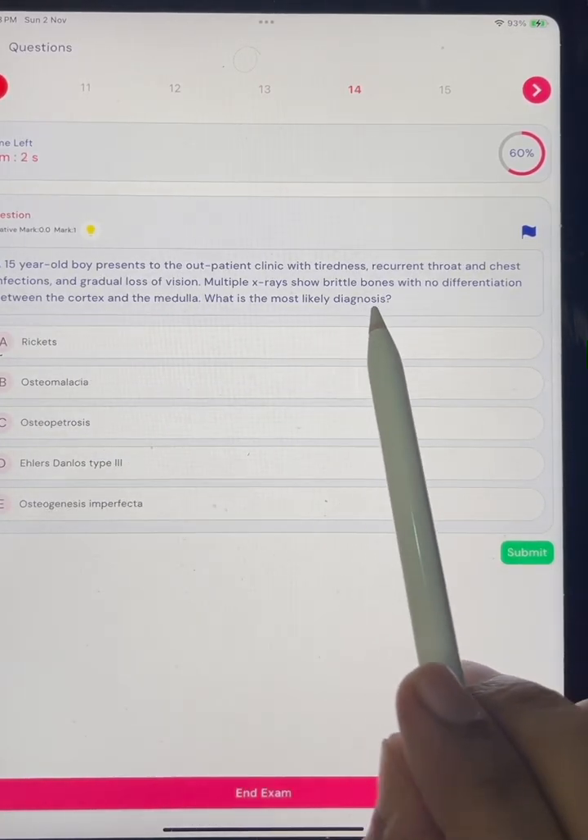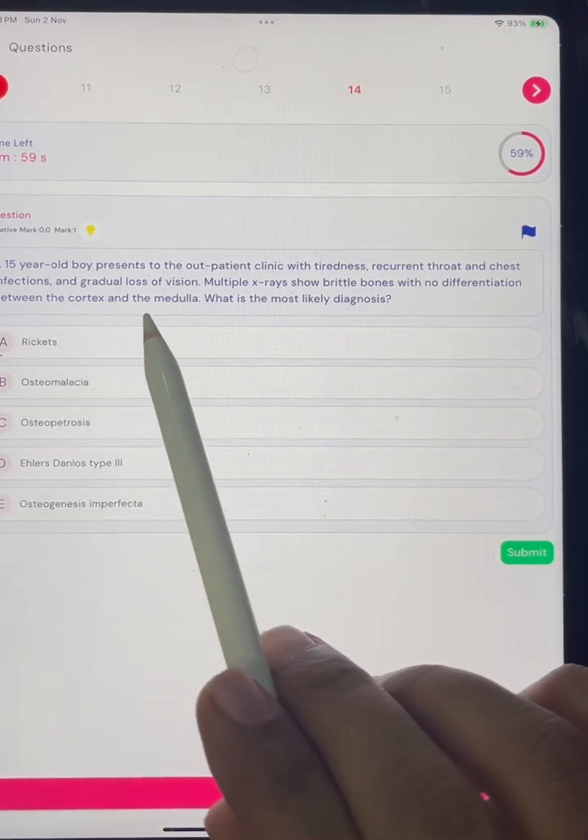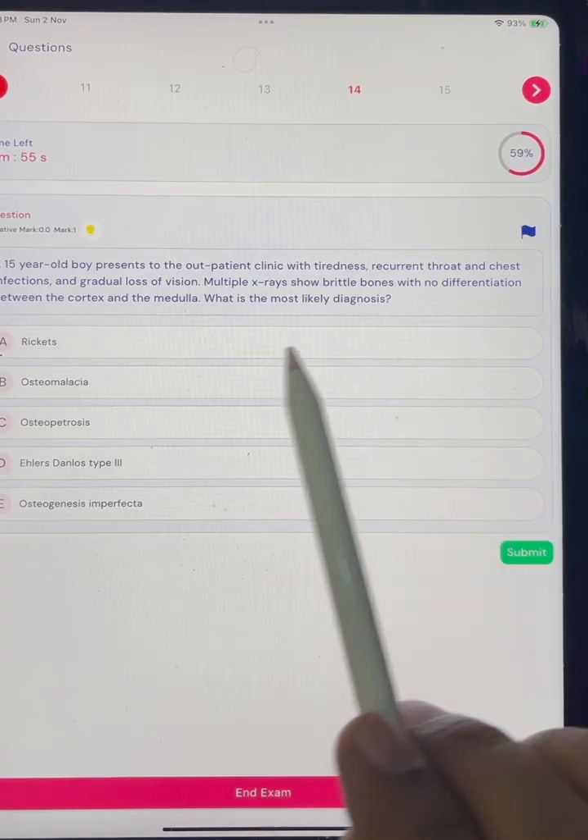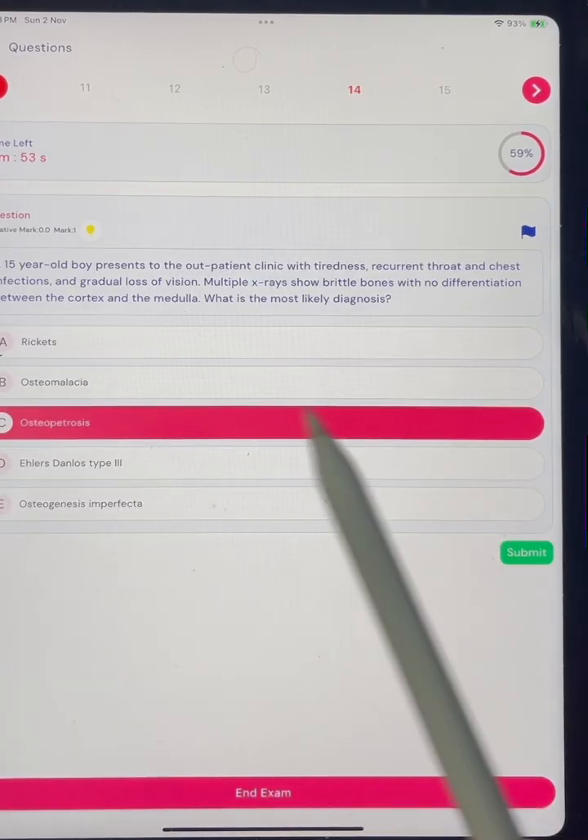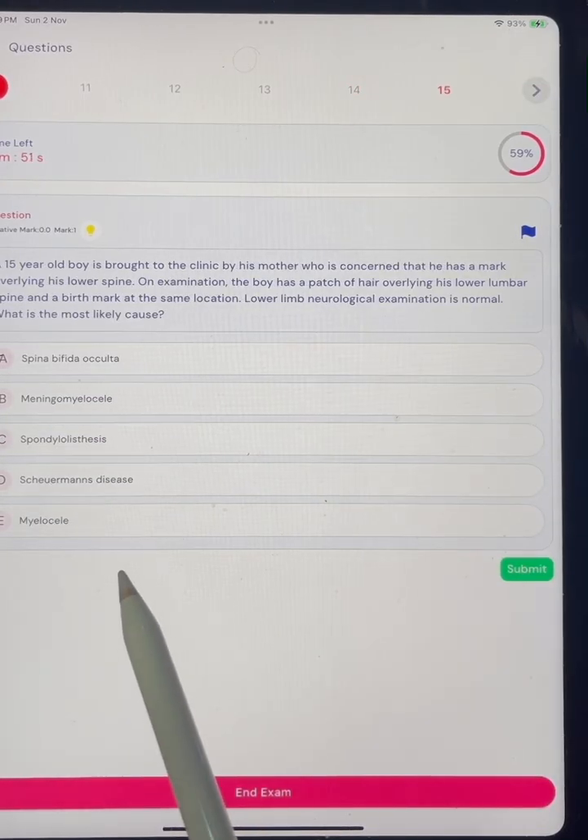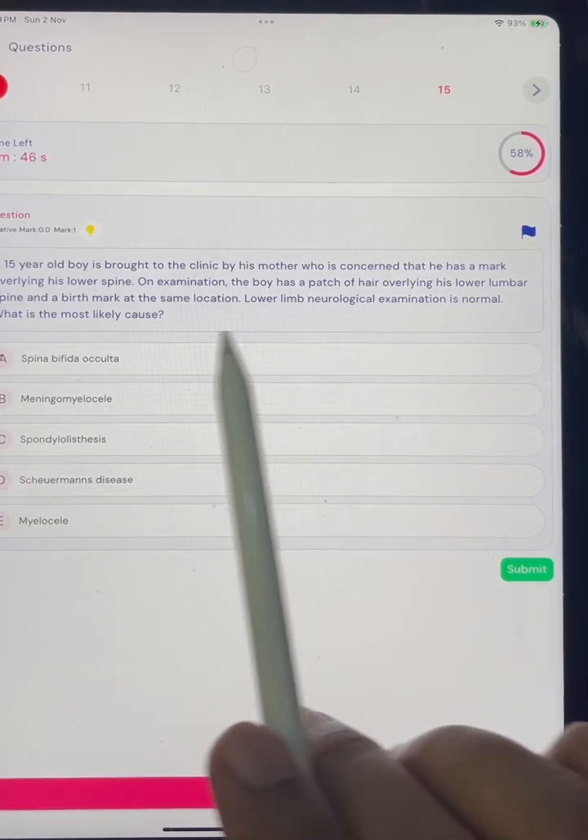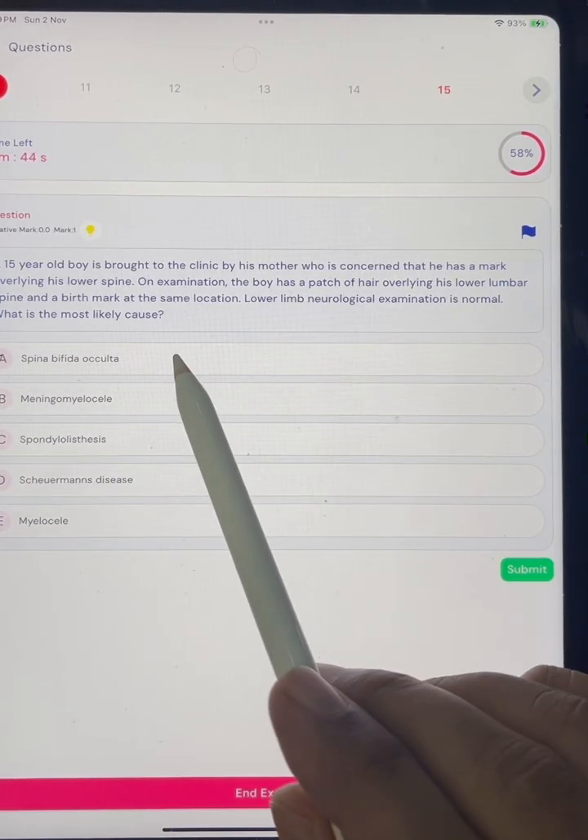A 15-year-old boy with tiredness, throat infection, gradual loss of vision, multiple brittle bones. No differentiation between cortex and medulla is osteopetrosis. A 15-year-old boy is brought to the clinic by his mother who is concerned about a mark overlying the lower spine. Occulta.